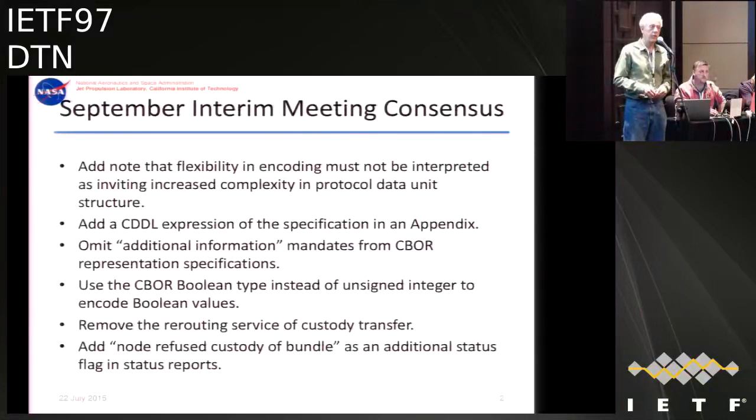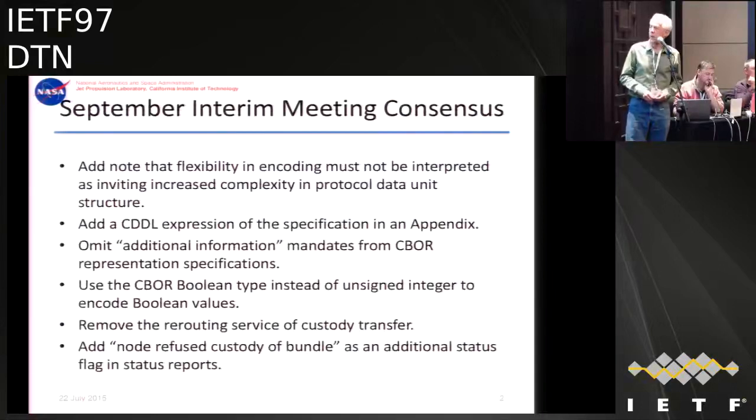We, I believe, reached an agreement to remove what was termed the rerouting service from custody transfer. So now custody transfer is quite explicitly defined in the specification as a timeout-driven retransmission mechanism with some additional signaling to assist in the computation of the timeout intervals, and also to inform the current custodian when there's some reason that the forwarding that ought to be done by the receiving node can't be done, and that's going back to the original set of custody transfer reason codes.